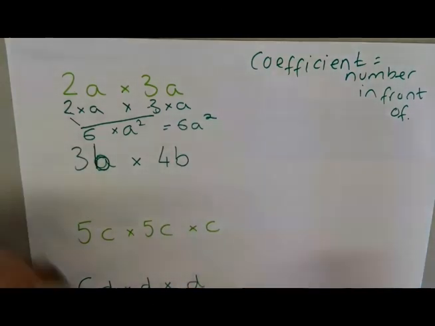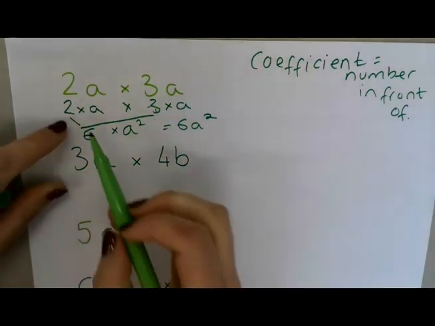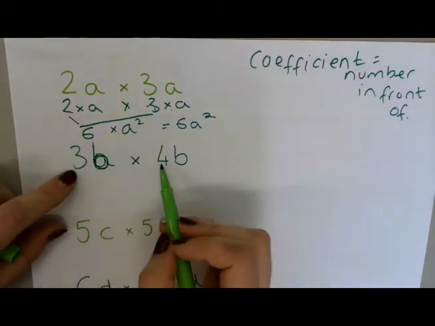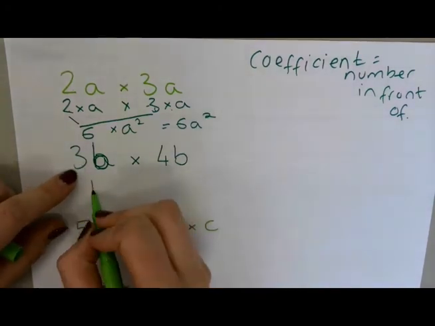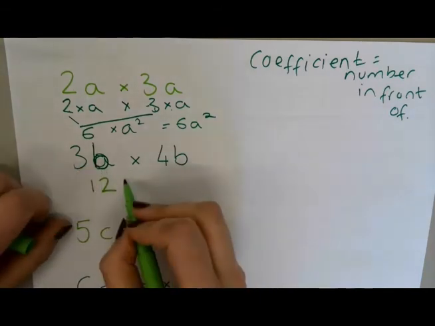Okay, I'll show you on the next one again, but without this middle step, okay? That is why it works. You don't need to write it out, though. So we multiply the coefficients first, so we get 12. 3 times 4 is 12. And then b times b, which is b squared.